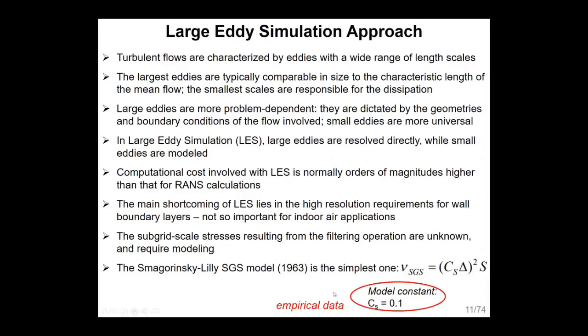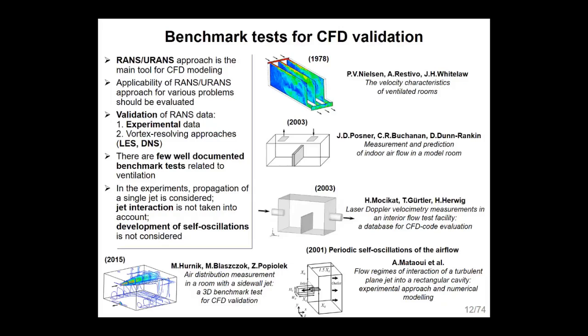For example, the model constant evaluation is based on empirical data for the simplest Smagorinsky subgrid scale model, but this level of empiricism is much lower than for the Reynolds-averaged Navier-Stokes approach. So when we use the RANS approach, it is still the main tool for applied computational fluid dynamics modeling. We need to validate RANS data, and we may do that using either experimental data or vortex-resolving approach results.